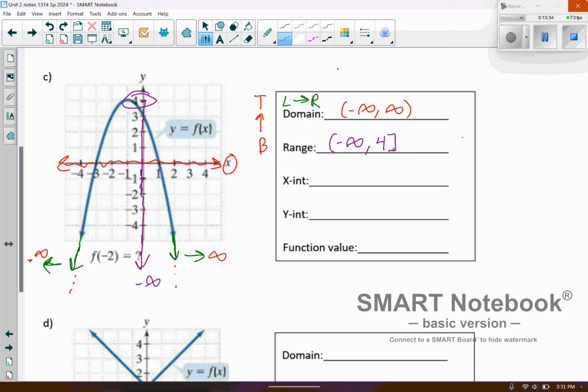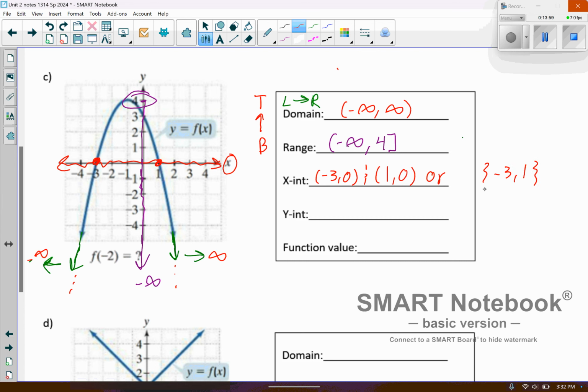Okay, x-intercepts, I actually do have two of those. I have one right here at -3 and one here at +1. So if you list them as ordered pairs, that'd be (-3, 0) and (1, 0). Or if you use set notation, you can just list -3, 1.